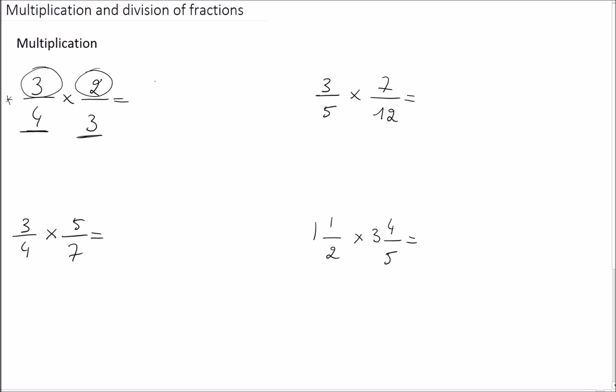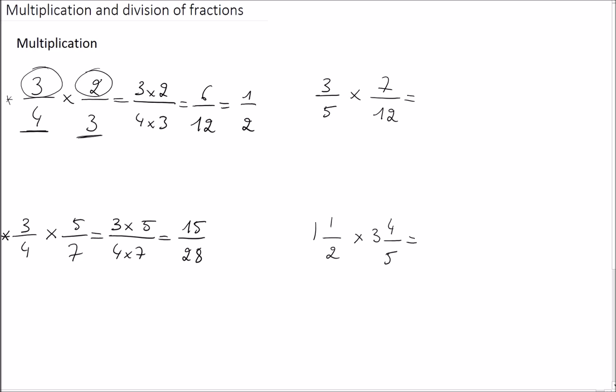So in this case, that's 3 times 2 over 4 times 3, and that will make 6 out of 12. And I can actually simplify that to 1 over 2. Voila. Next example: 3/4 times 5 over 7. Again, I'm just going to multiply the numerators together, and multiply the denominators together to get my new fraction. 3 times 5 is 15. 4 times 7 is 28. Can I simplify that fraction? No.